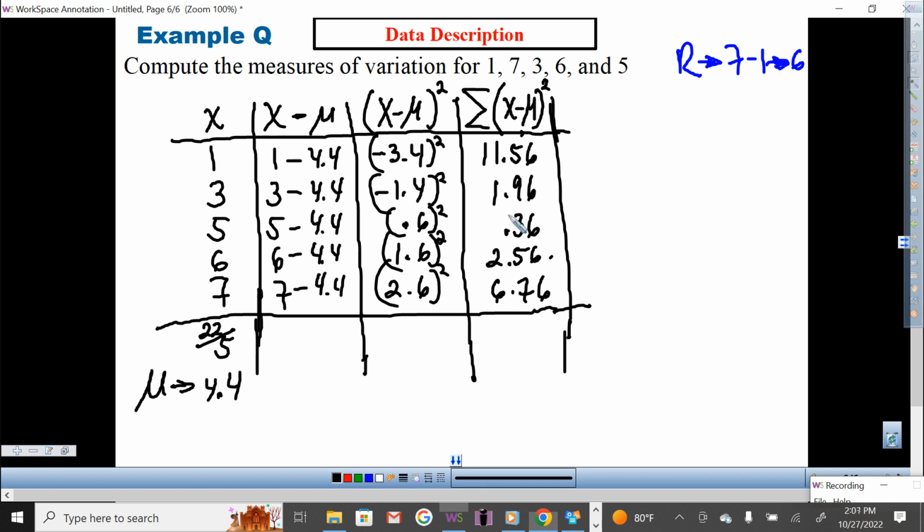Who's got the sum already for this without the division? Maddie? What is it? 23.2. Hands, have you got that so far? All right. Okay, not bad. How are we doing? Good?